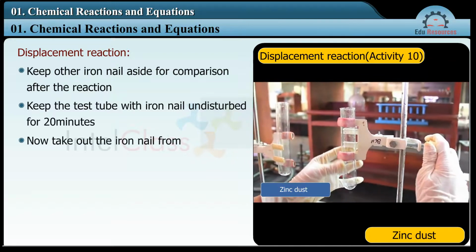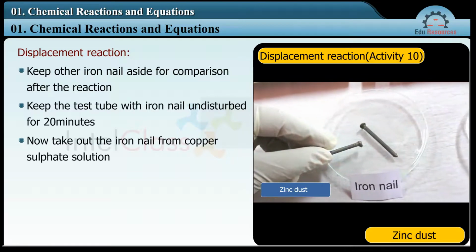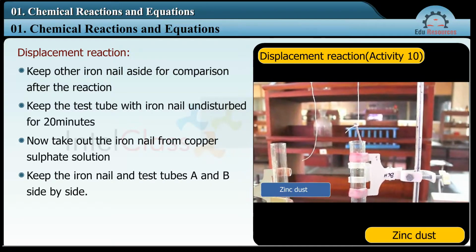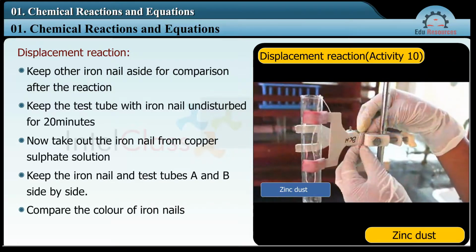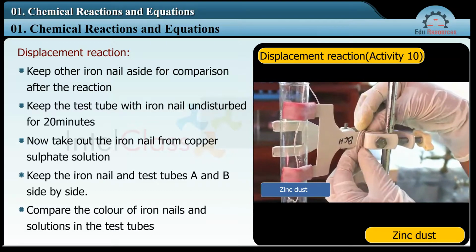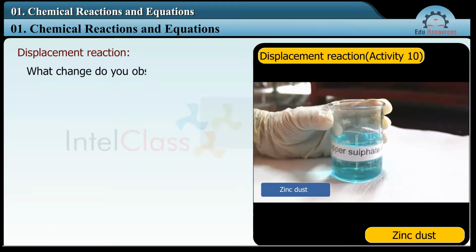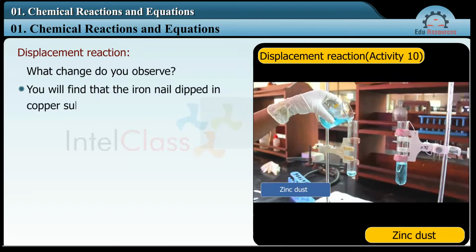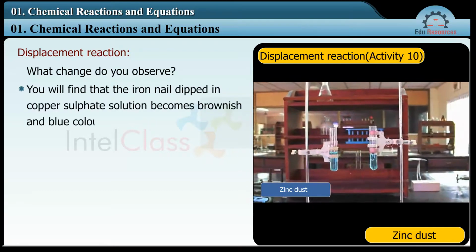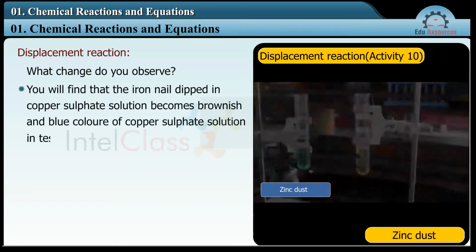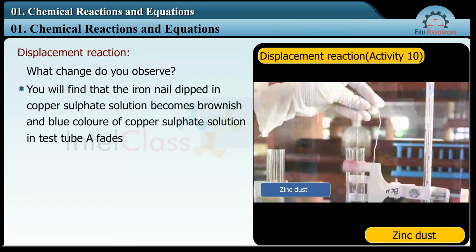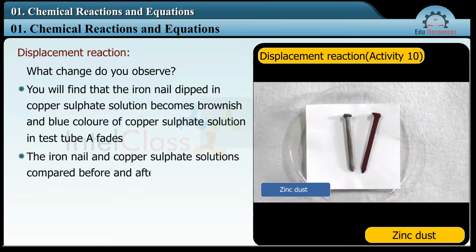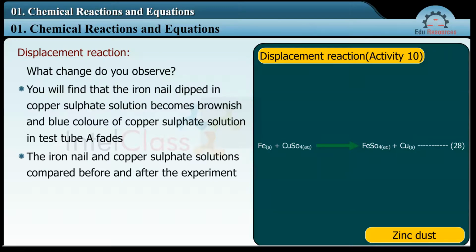Now take out the iron nail from the copper sulfate solution. Keep the iron nail and test tubes A and B side by side. Compare the color of the iron nails and solutions in the test tubes. What changes do you observe? You will find that the iron nail dipped in copper sulfate solution becomes brownish and the blue color of the copper sulfate solution in test tube A fades. The iron nail and copper sulfate solutions are compared before and after the experiment.